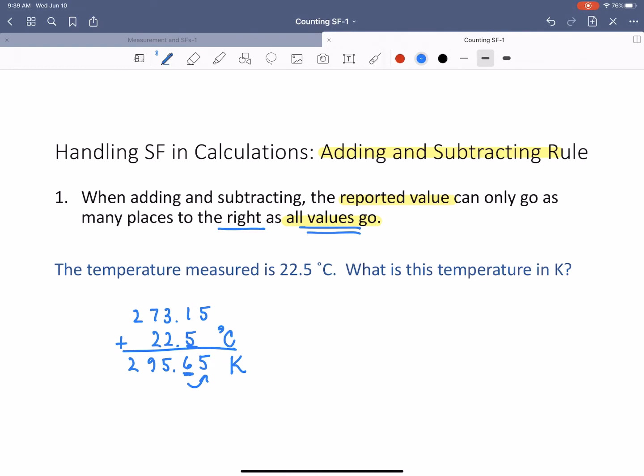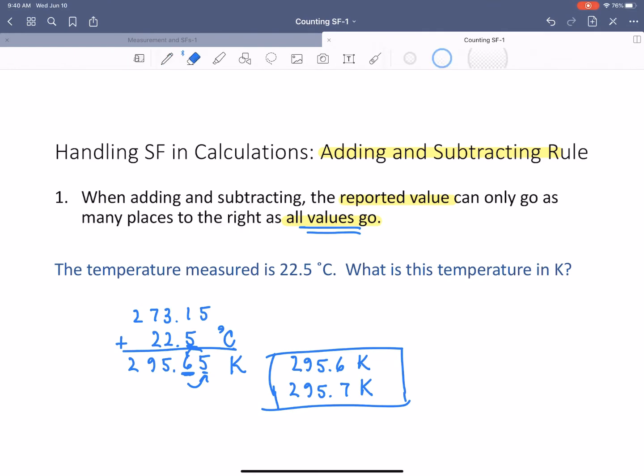Some people would say round to even. So if this is an even number and that's a 5, keep the even number. Other people would say, well, it's 5. Anything 5 and more means round up. And they might say 295.7 Kelvin. Both answers are fine. I have no preference about how you round 5s. So when adding and subtracting, we can only go as far right as all the values go.